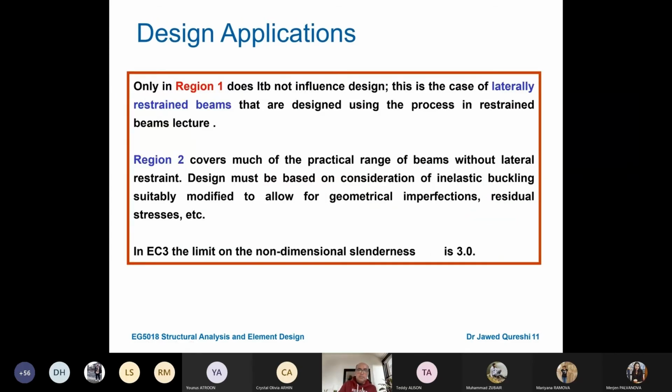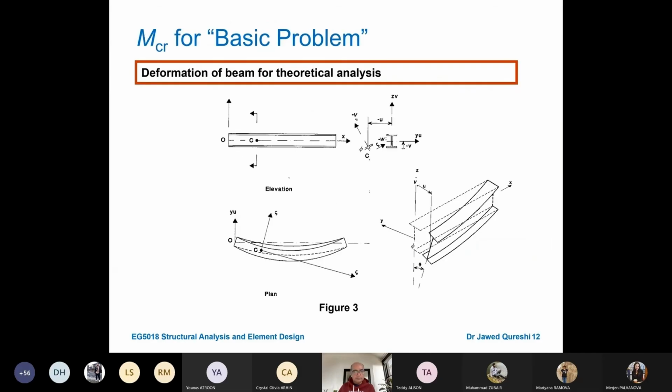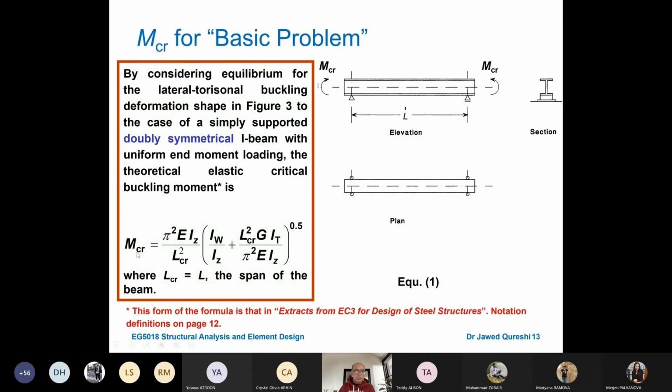The limit to this lambda dash LT is 3. So Eurocode does not allow more than 3. So lambda dash LT, the limit of slenderness, is 3. This is the formula for MCR, which we will be using.